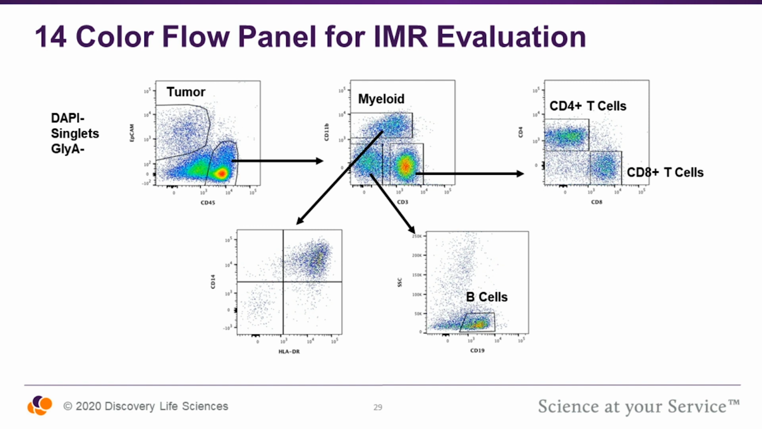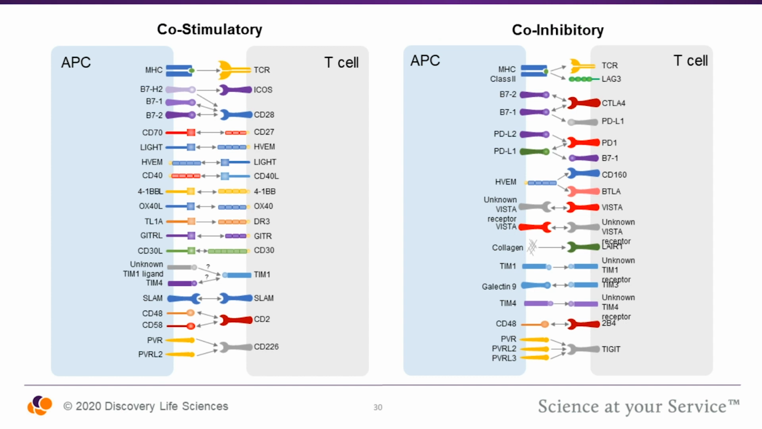By doing this panel, we have 3 channels left open. We used PE, APC, and the PE-Cy7 channels as they have the best signals. And that allows us to look a little more in depth at new or potentially novel co-stimulatory and co-inhibitory molecules that might be expressed within the tumor. So again, there are a lot of molecules that can modulate T cell receptor function. To do this by flow would obviously take quite a lot of time and quite a lot of optimization.